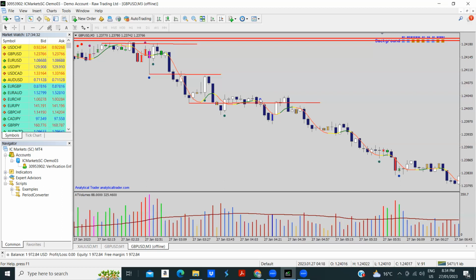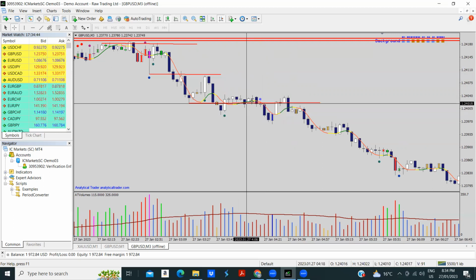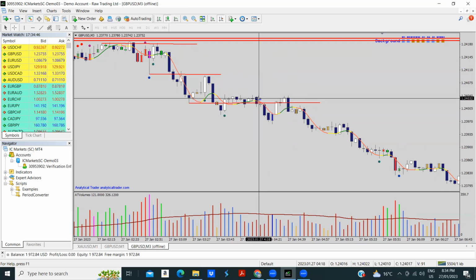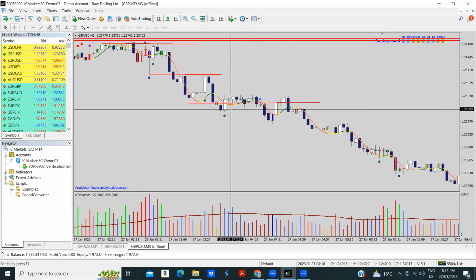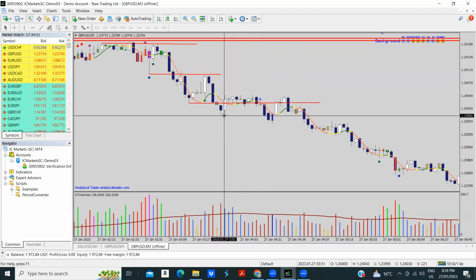And now here we again form what? Supply, right? Here we have demand, we have supply. So which way will the price follow? Will price follow supply or demand? Minor supply or minor demand? This one is minor demand. This one is minor supply. So which way will price move?